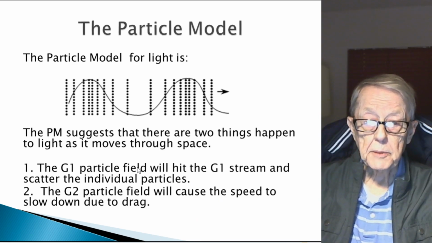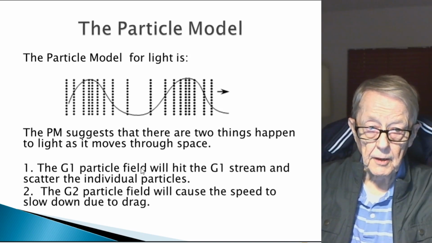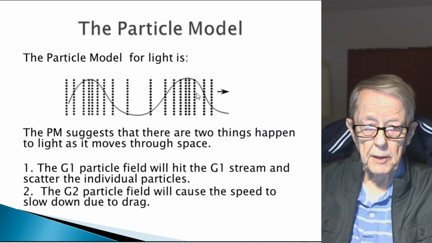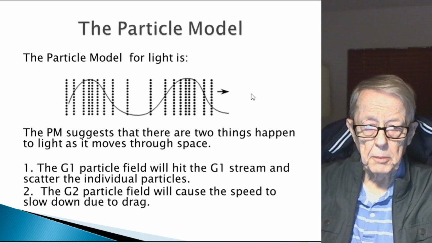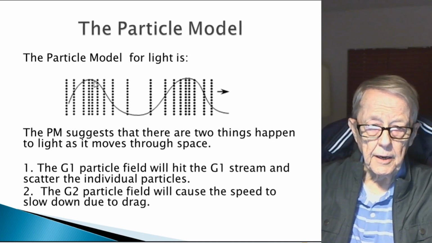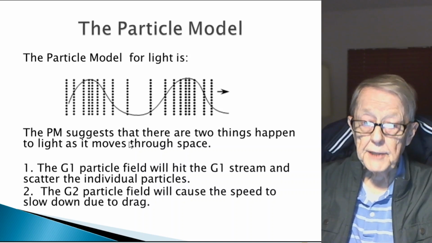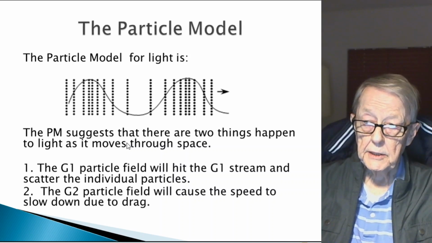Well, what does the particle model say about all this? And this is the particle model for light. I've talked about this many times. Individual particles moving at or about speed c. And the peaks are determined by the fact that there's more particles here, and there's very few particles in the valley. There are two things that can happen to light as it moves through space. This addresses the transit issue.